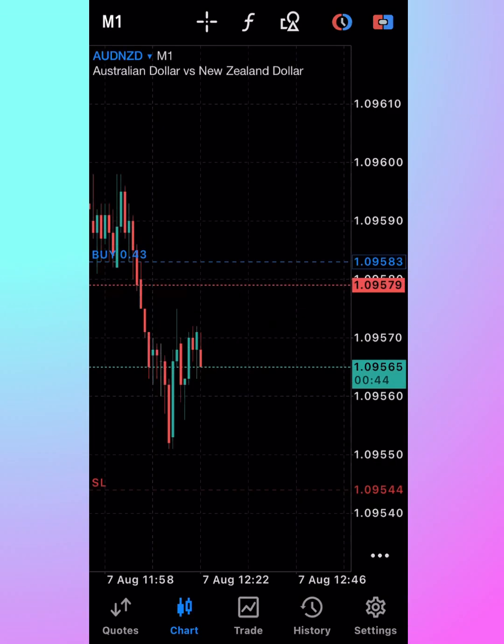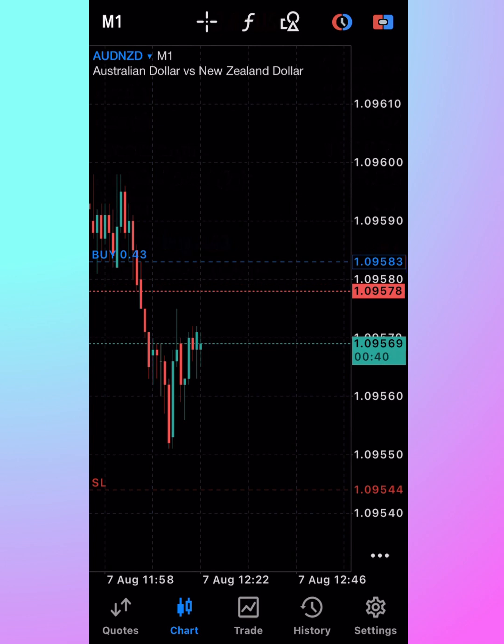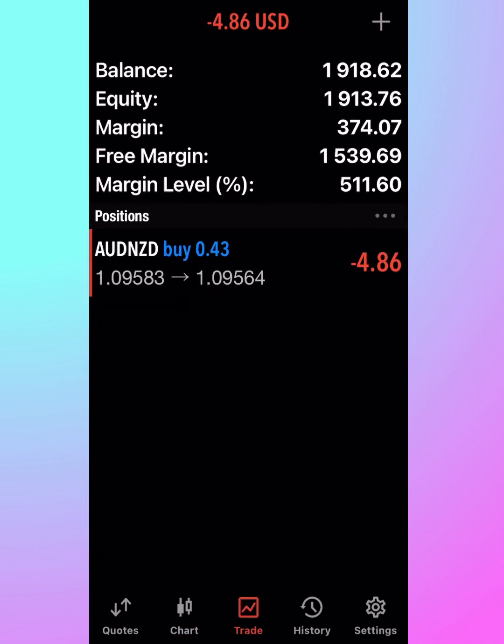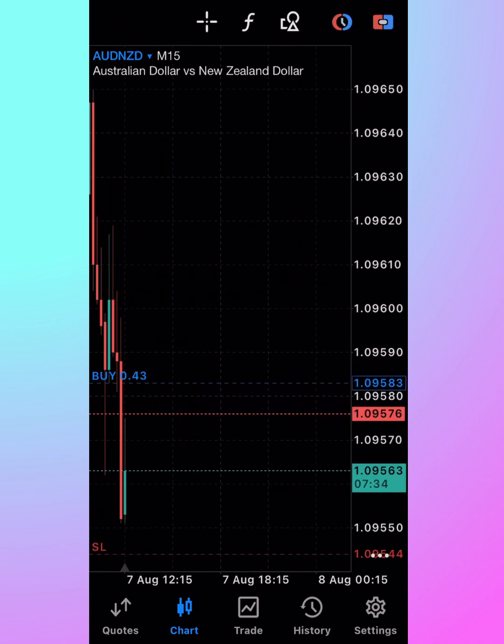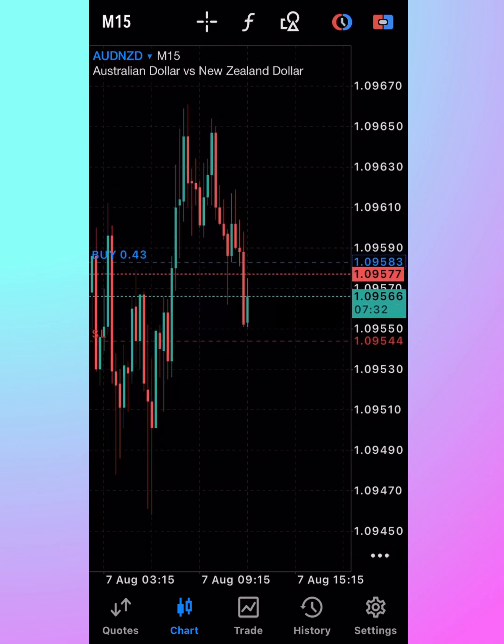Guys, you can see that I've entered into a trade, AUD NZD. I'm actually $4 in loss right now. You guys can see it's $4 in loss. It's a buy setup, AUD NZD.